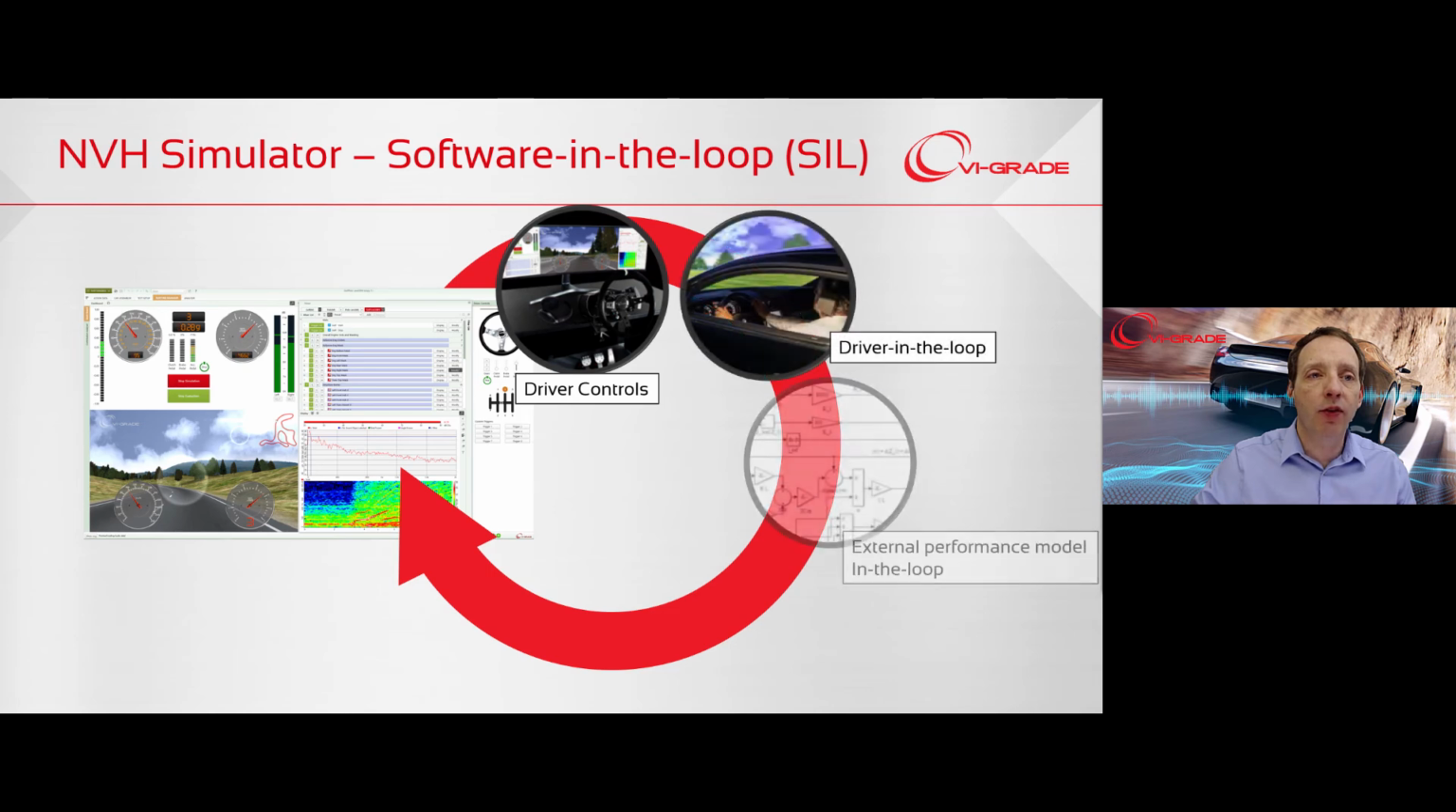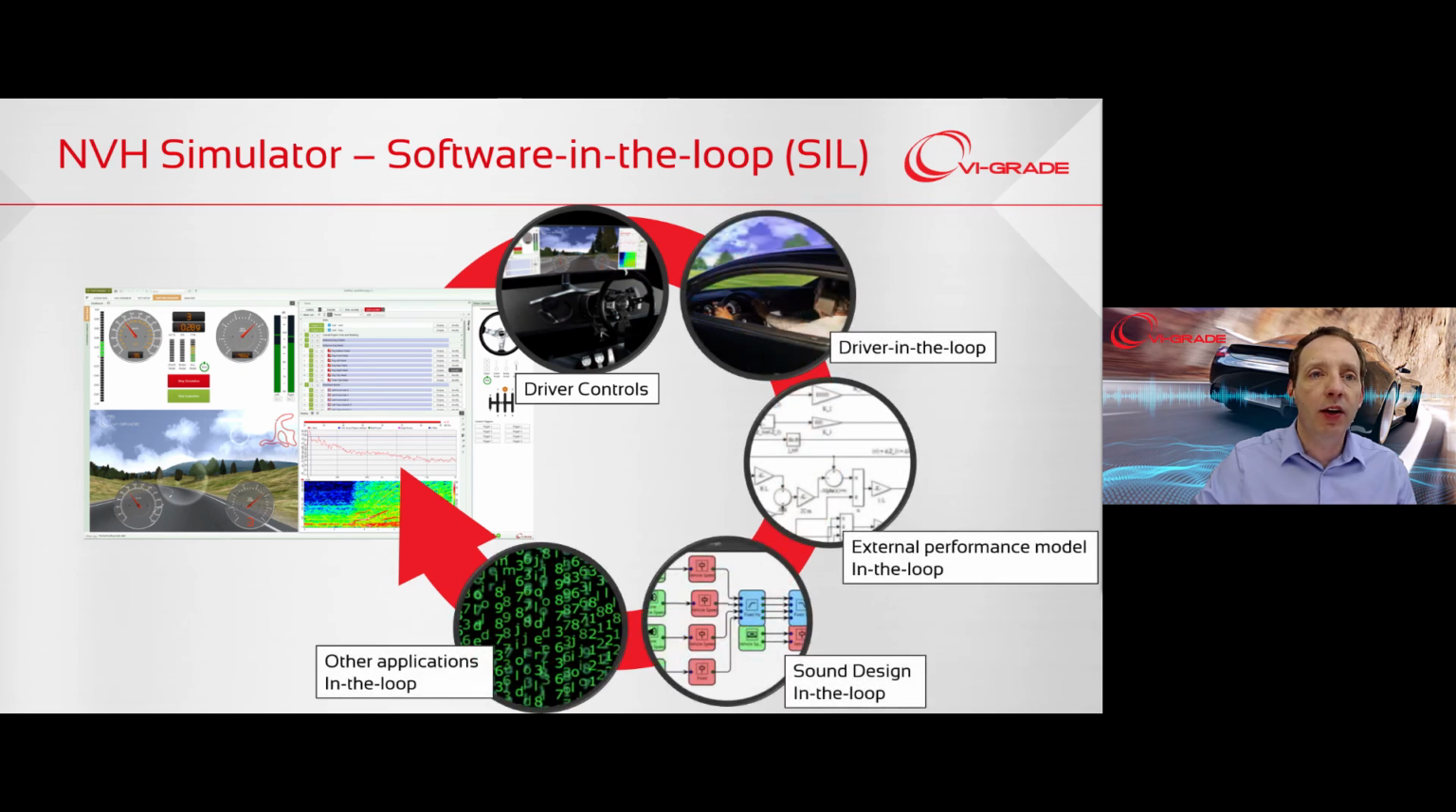As with other VI-Grade solutions, the NVH simulator solutions have been designed from the beginning to be open and capable of interfacing to a wide variety of other software. External performance models from Simulink or other external real-time performance models, active sound design software, and other real-time software can be utilized in the loop side by side with the NVH simulator to achieve the high-fidelity NVH virtual prototype experience you need, leveraging existing solutions you are already using. There are numerous protocols and methods supported for integrating the NVH simulator software together with other real-time software solutions.